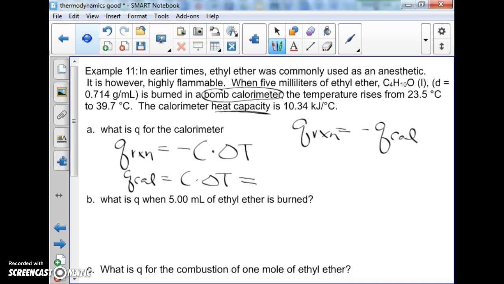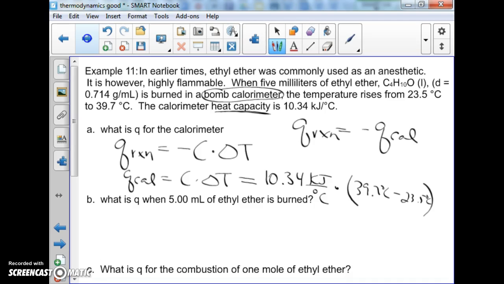So we're going to put in our heat capacity, 10.34 kilojoules per degree Celsius times my delta T. So now we've got to figure out what our delta T is. And what is our delta T? How do I do delta T? Always final minus initial. So 39.7 degrees Celsius minus 23.5 degrees Celsius.